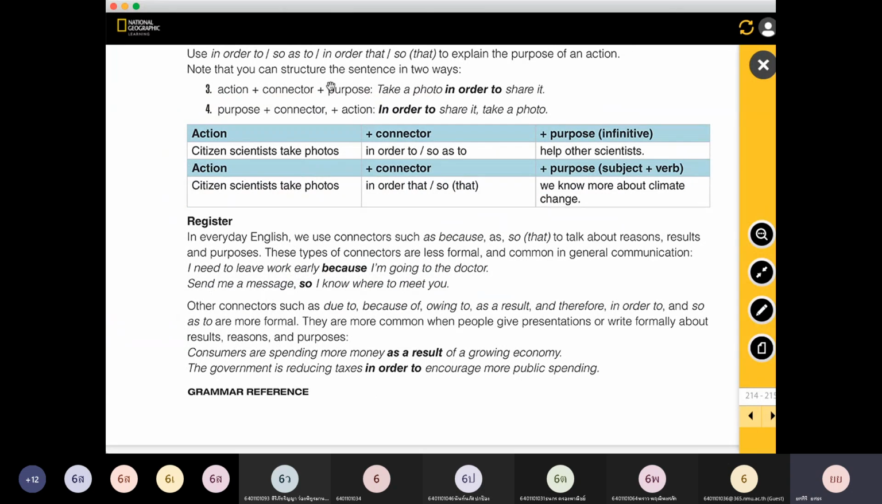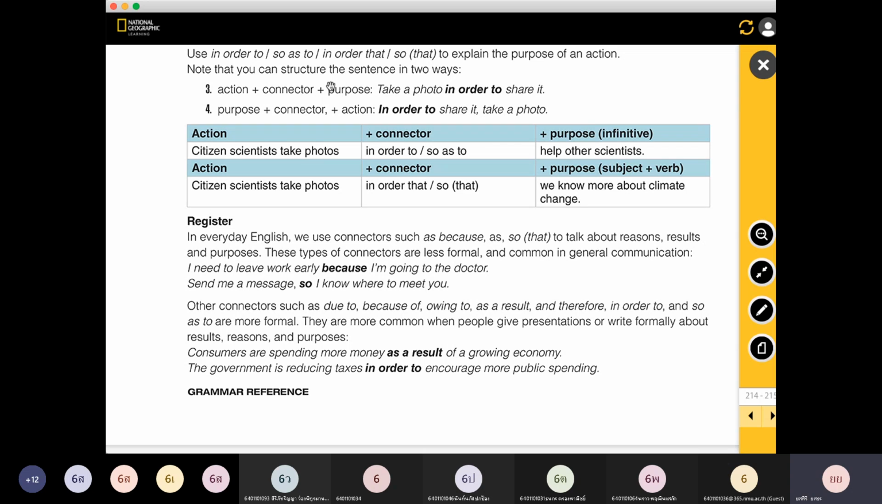So another thing is the register, how to use it. If you use everyday English, you use because, as, so that to talk about reason and result. These connectors are less formal and common in general communication, but on the other hand, as a result, in order to, so these are more formal in context. So it depends on what kind of communication you want to express.